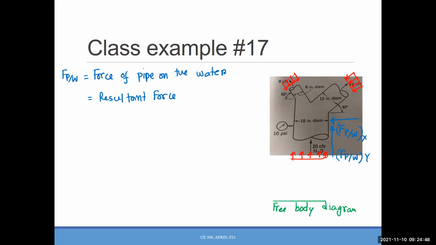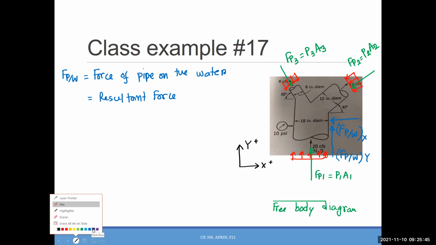Okay. So due to pressure, you will have the pressure force, right? So let's write it down. Fp1 equals P1 A1. Fp2 equals P2 A2. This one, right? Again, we need to know the X and Y direction. And you can see again for Fp2 and Fp3, we don't have the X and Y components right now. So what we need to do? We need to take the components, and that's what we will do right now.